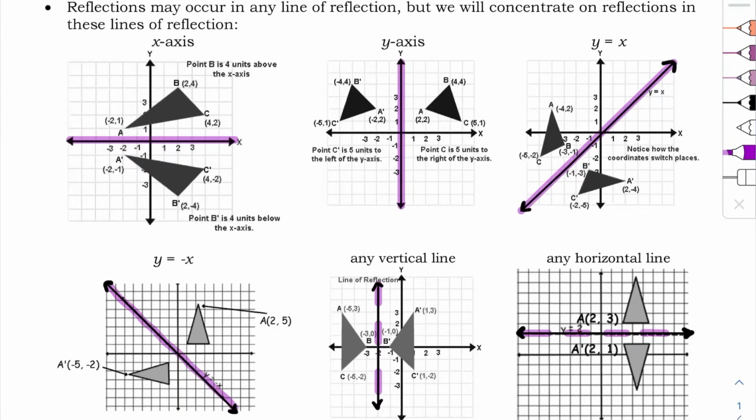Now let's talk about any vertical line or any horizontal line. For any vertical line, you are going to have x equals a number. This number can be positive or negative. To locate where this line will be, you will go on the x-axis to that value and draw a vertical line through that point. For any horizontal line, you are going to have y equals a number. Again, this number can be positive or negative. To locate where this line will be, you will go on the y-axis to that value and draw a line horizontally through that point.